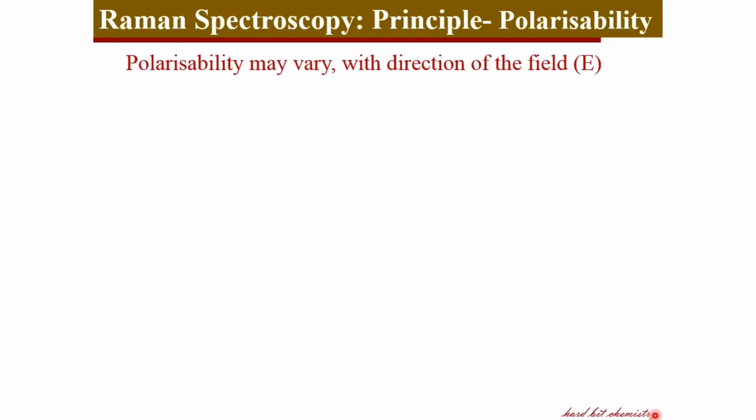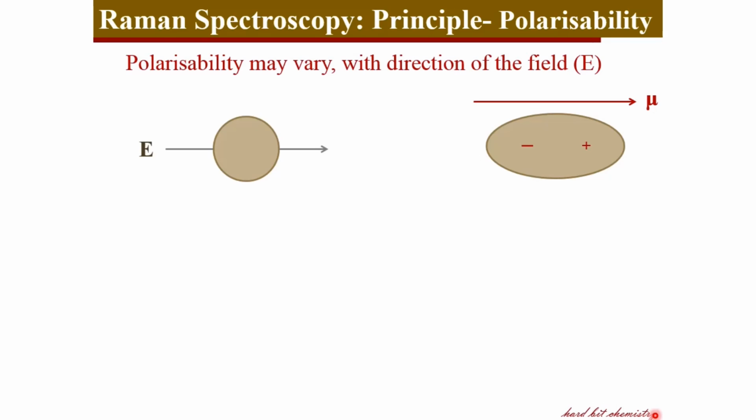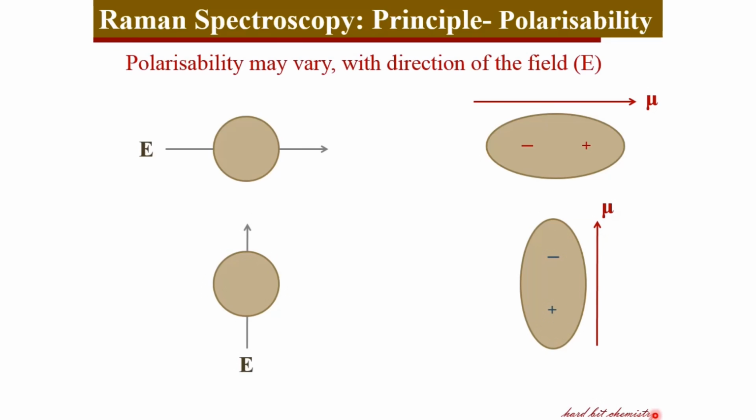That is, if you apply the electric field in this direction along the molecular axis, you can have distortion along this direction with an induced dipole moment in this direction. But if you apply the electric field in a direction perpendicular to the axis, you get the distortion also in this axis, and the dipole moment is oriented in this direction. That means the polarizability changes according to the direction of the applied electric field, and that is called anisotropy in polarizability. And for a molecule to respond to Raman spectroscopy, it should possess an anisotropic polarizability.